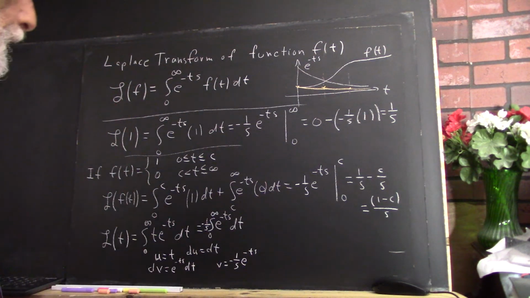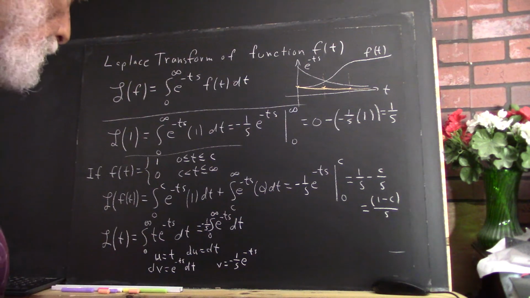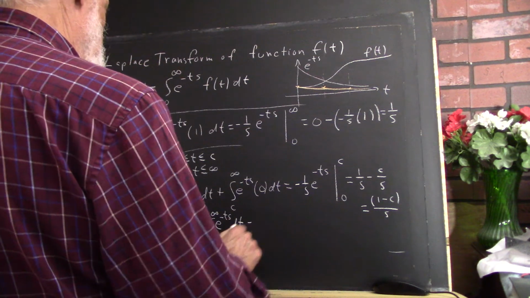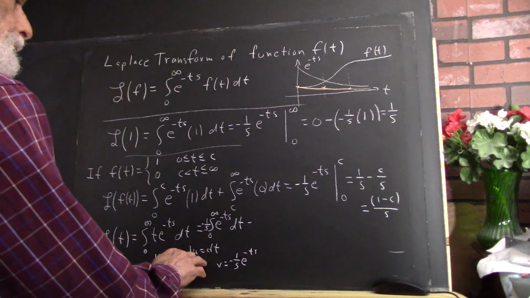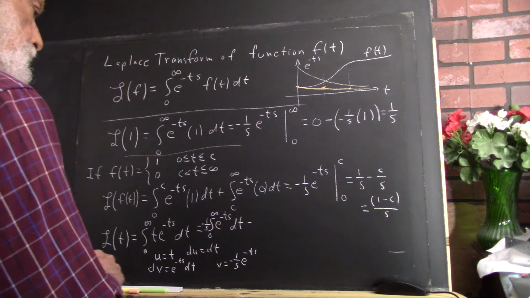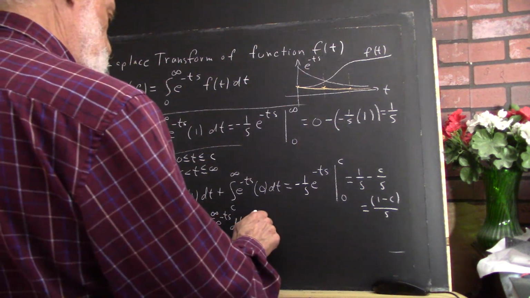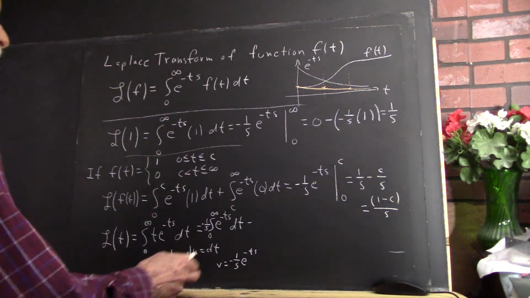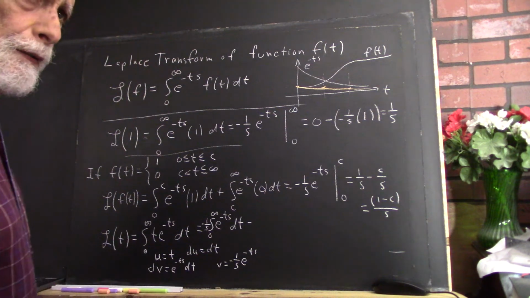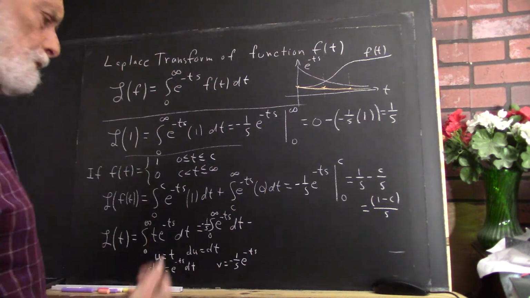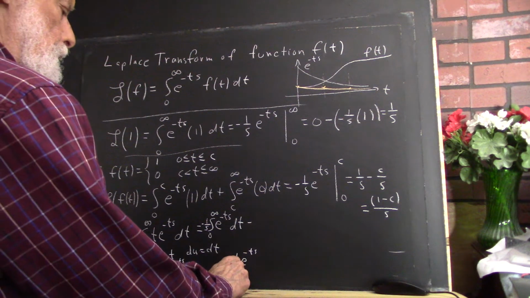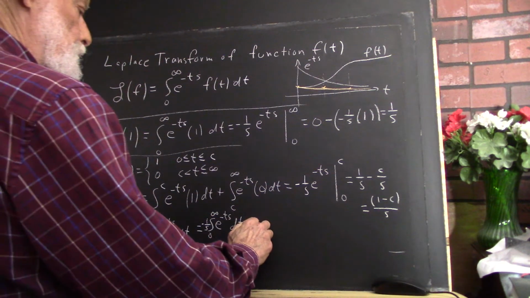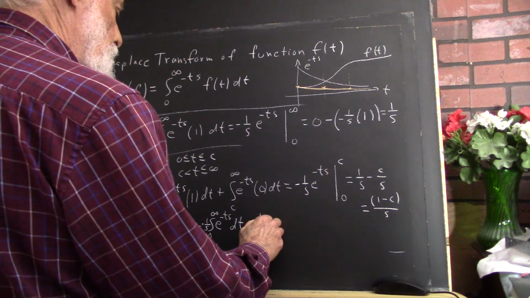Times e to the negative ts dt, and I apologize, I got a little bunched up there. Minus the integral of v du. So I'm going to do the minus, well, you're going to have minus the integral 1 over s e to the negative ts. I don't have a lot of room, and you ought to understand this. So I'm going to bring that negative 1 over s out with the negative here. It's going to give me plus 1 over s.